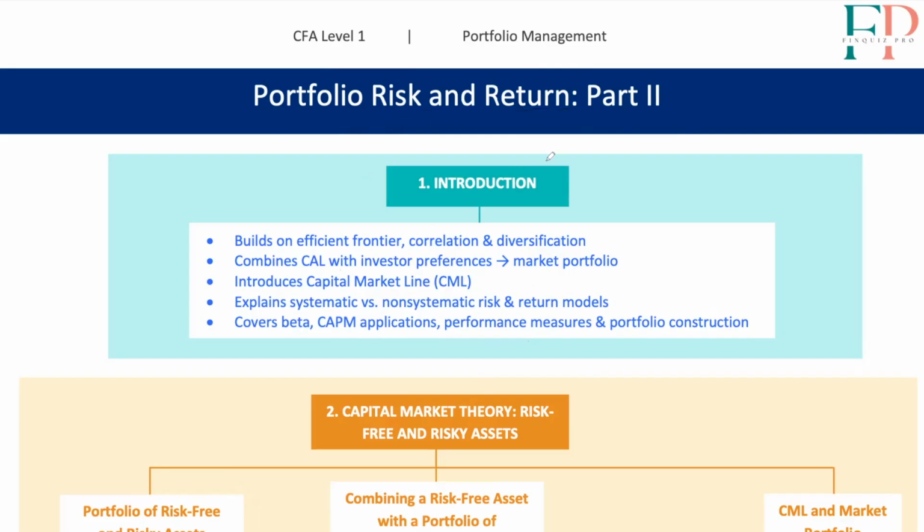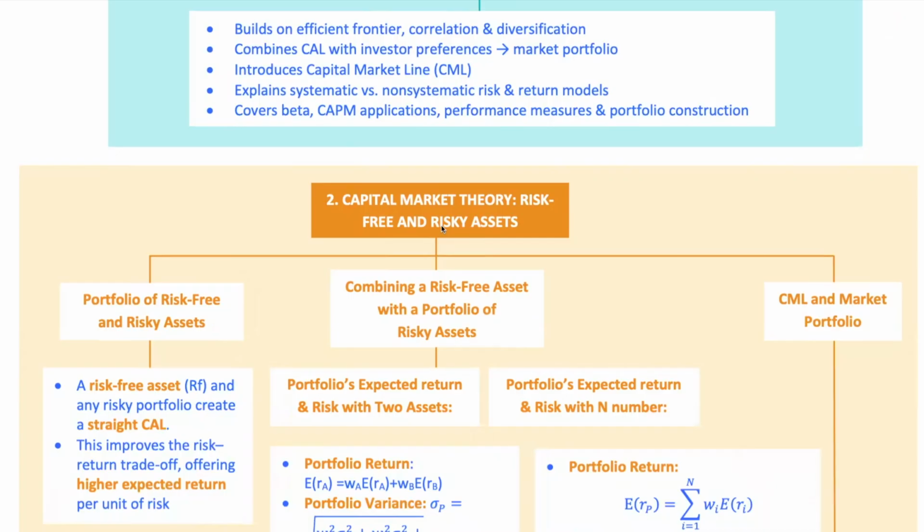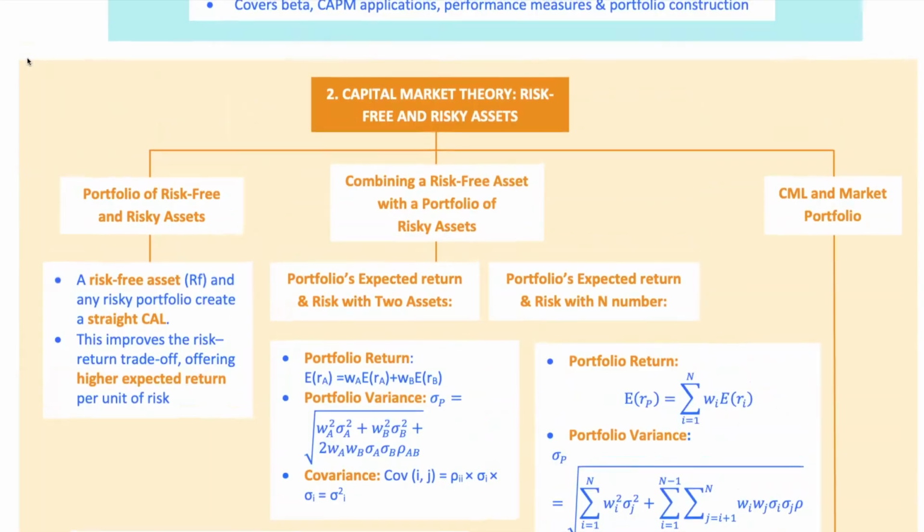Now remember this from part one, and this is key for the exam. Not all risk gets rewarded. You only earn a premium for systematic risk, the kind you can't diversify away. The rest, that's just noise. All right, let's get rolling.